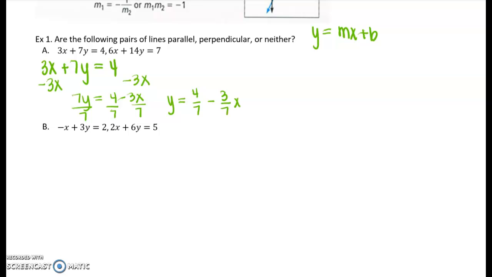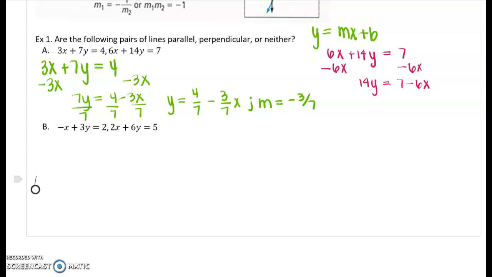Now remember what we talked about. The slope is the number in front of the x. So in this case, your slope is equal to -3 over 7. So now we're going to go ahead and find the slope of the other one. So 6x plus 14y equals 7. You're going to go ahead and isolate the y. So minus 6x, minus 6x. Then divide by 14.